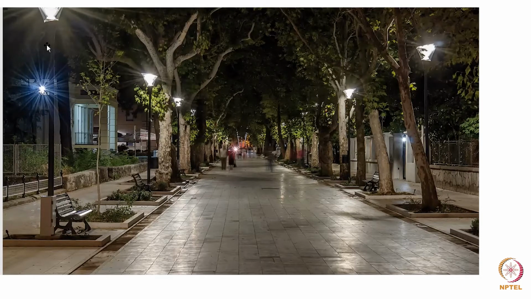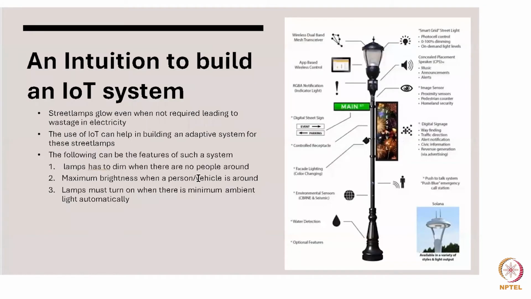So we can have something called adaptive street lamps, which will analyze the human movements, and based on the human movements, they will set the brightness to high or low. We need not literally switch off the street lamps because that would not serve the purpose, but we could at least save electricity by decreasing the brightness. So let us look at such an intuition-based IoT system.